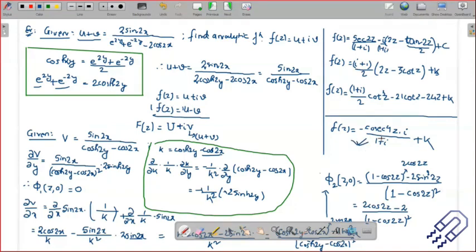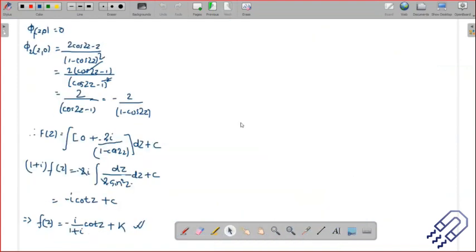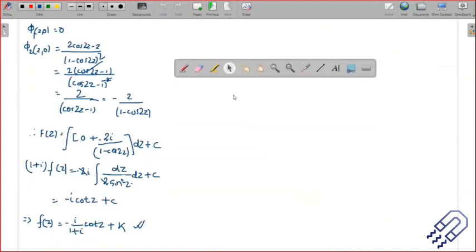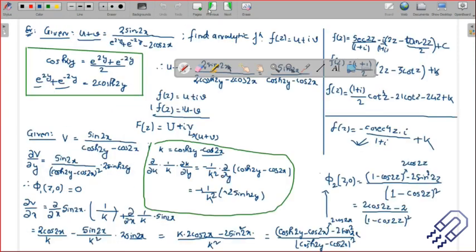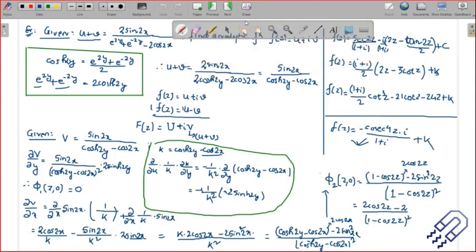Hello, sir. Yeah, tell me. Sir, the sign will be positive now in the answer. Let me check. Answer. Okay, I divided by 1 plus I into cot of z plus k. Hello, sir. Yeah. I got the same. Can you show me the previous slide? Yeah, I checked, I got this.